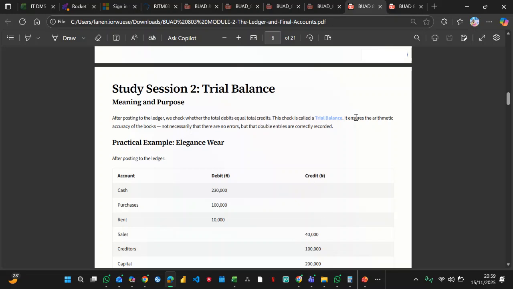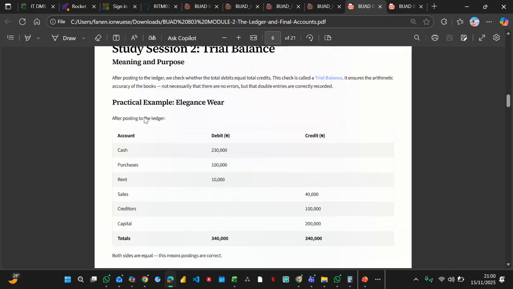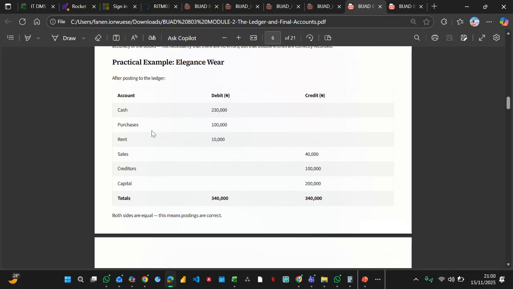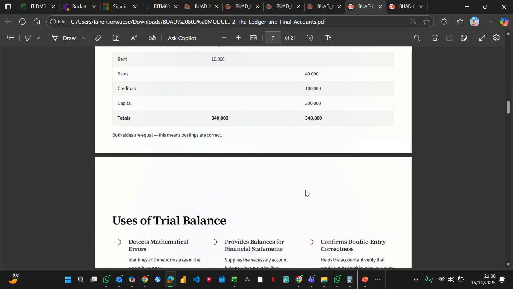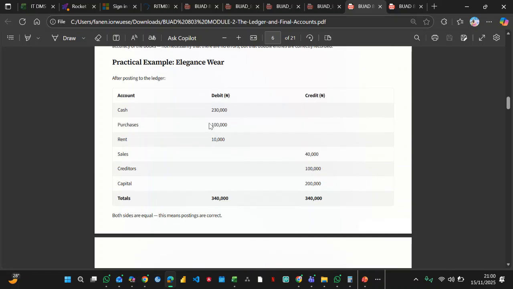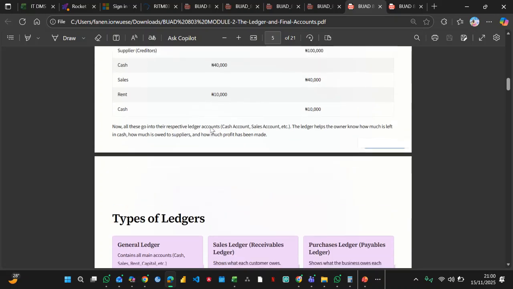So we have the meaning and purpose. After posting to the ledger, we check whether the total debit equals the total credit. Do you understand? This check is called the trial balance. It ensures the arithmetic accuracy of the books. Not that there are no errors, but that double entries are correctly recorded. If you look at this account, after posting to the ledger, we have the cash. These are all the debits and all the credits, but at the end of the day the totals are the same. Can you see?